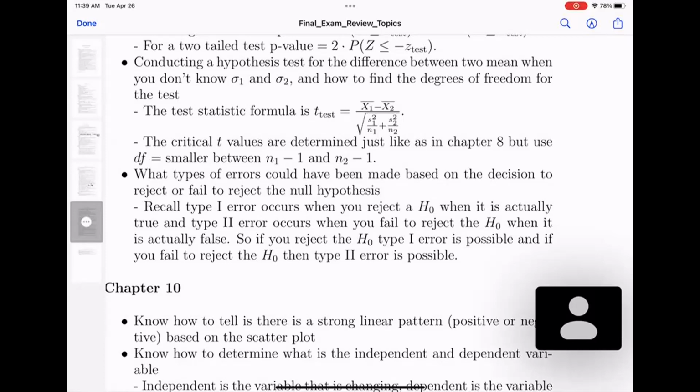Then to find the critical t-values, you need to know the degrees of freedom. So you need to know how to find that. You use the smaller of n1 minus 1 and n2 minus 1 as the degrees of freedom. And then you use the one-tailed or the two-tailed alpha and intersect that with the corresponding degrees of freedom, just like you did in chapter 8, to find the associated critical values.